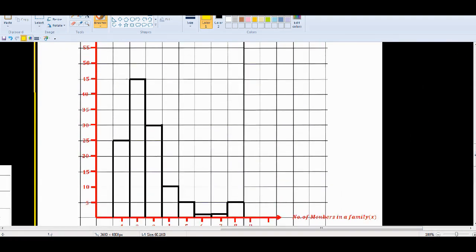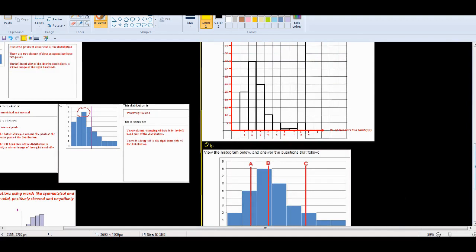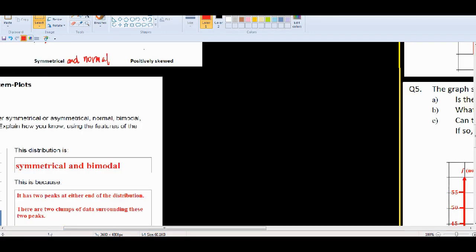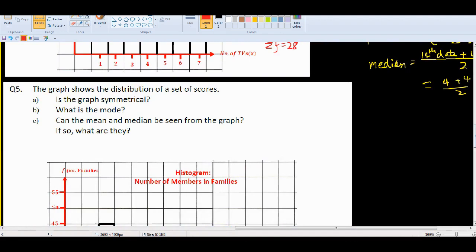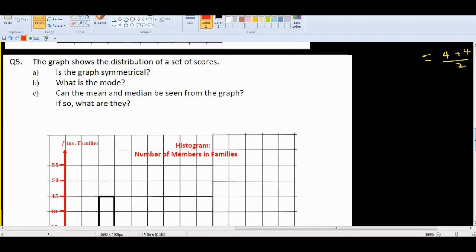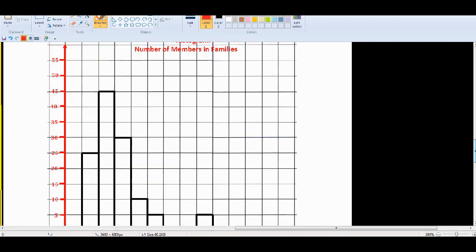Let's have an overview. Let's see question 5. For question 5, is this distribution a symmetrical one? Of course it's not. Actually, it is positively skewed, right?